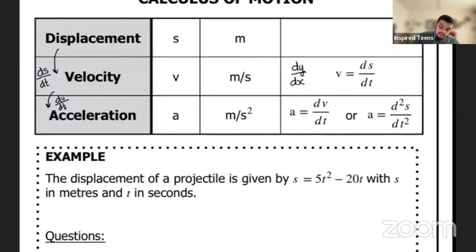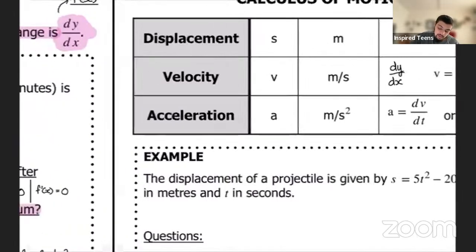Okay, and then basically, let's just do it in terms of f of x. To get from displacement to velocity, you derive once. To get from velocity to acceleration, you derive once. To get from displacement to acceleration, you derive twice, because there are two derivatives between the two of them. So acceleration is the second derivative of displacement.